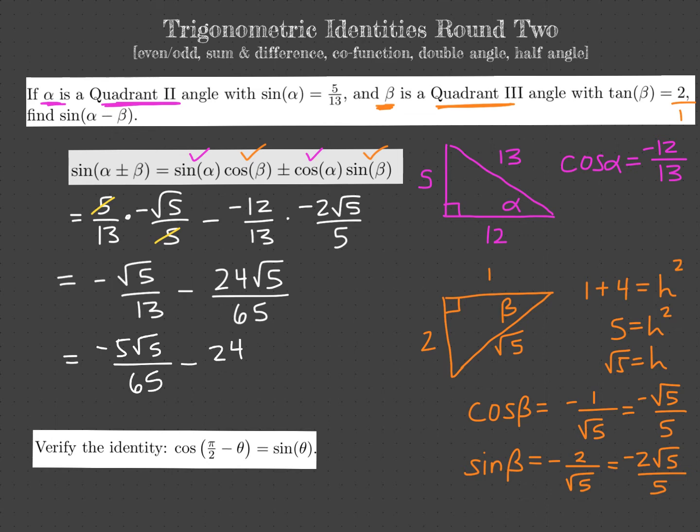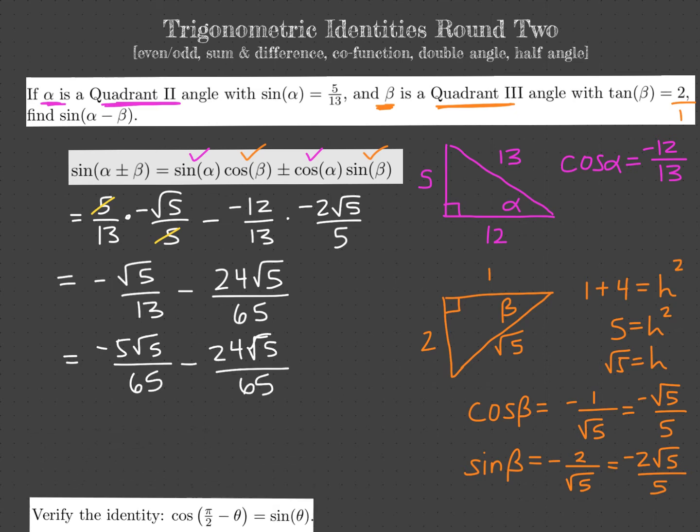Minus 24 root 5 all over 65. When we continue to combine these and actually subtract them, we'll have negative 5 root 5 minus 24 root 5. So those are common terms, or like terms. So we'll have negative 29 root 5 all over 65. And that is what the sine of our alpha minus beta is.